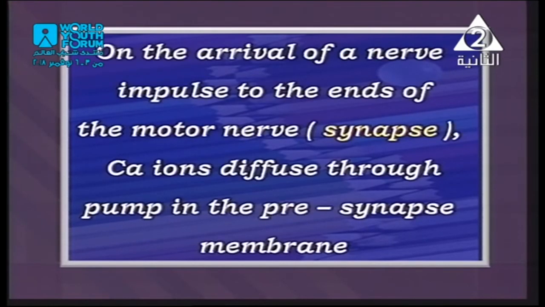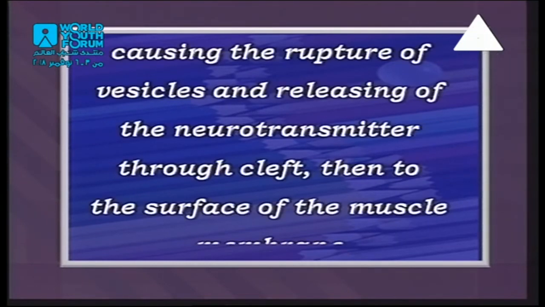On arrival, as soon as the nerve impulse reaches the end of the motor nerve or synapse, calcium ions diffuse through pumps in the presynaptic membrane. That causes what? The rupture of the vesicle and release of the neurotransmitter, which is acetylcholine, into the cleft between the two sides, to the surface of the muscle membrane.